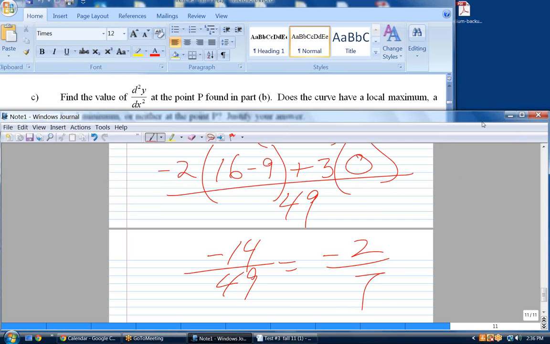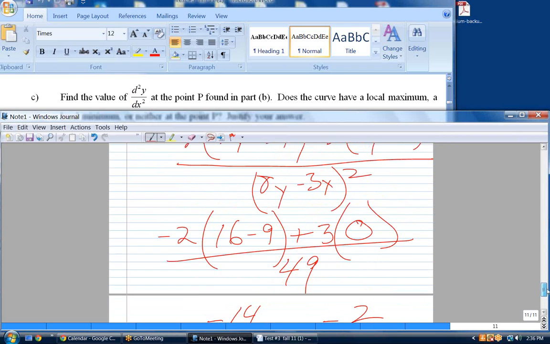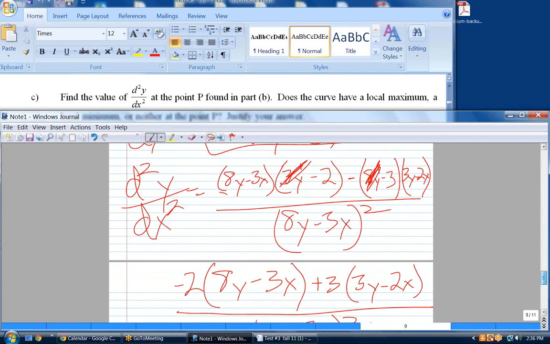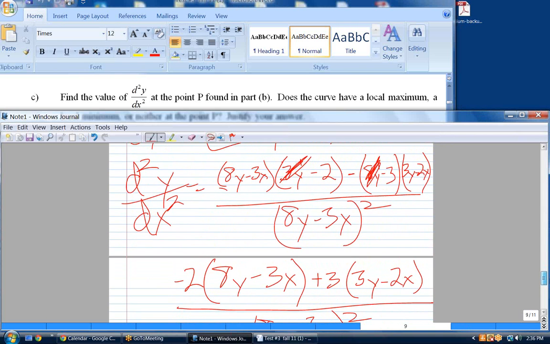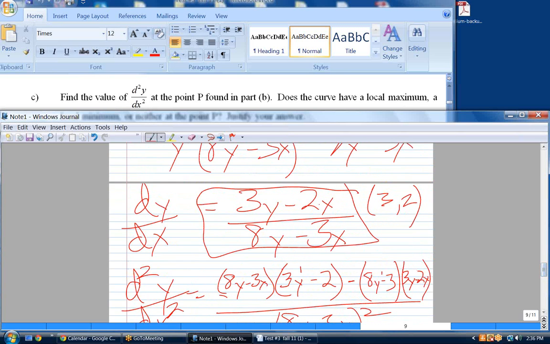Okay, and the only difficulty of that problem is what to substitute for y prime when you get it. In other words, we ended up with 2 y primes. This was a y prime over here. And I could have gone back and substituted 3y minus 2x all over 8y minus 3x. That is y prime.